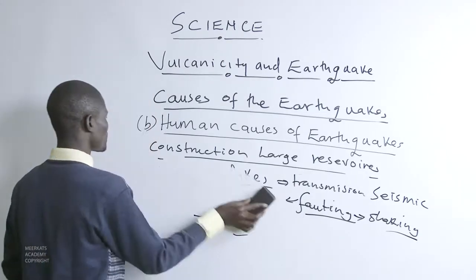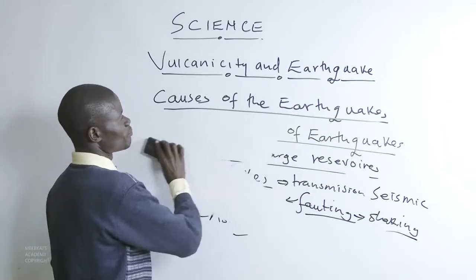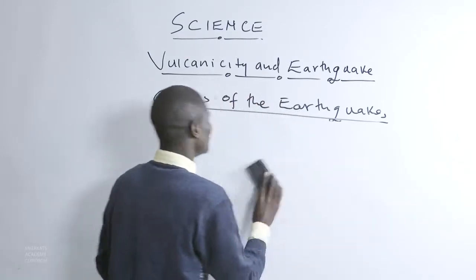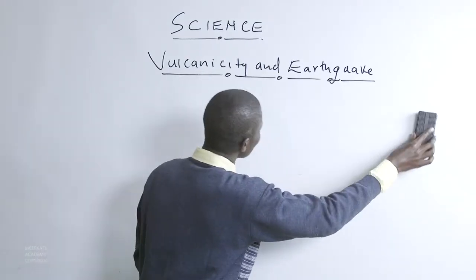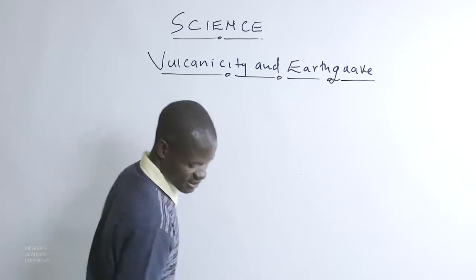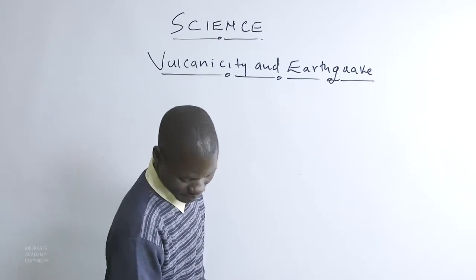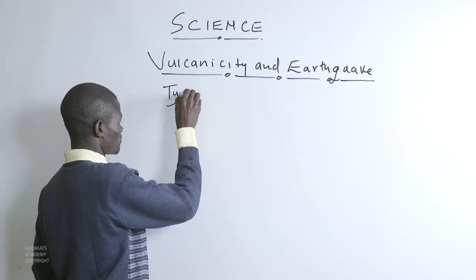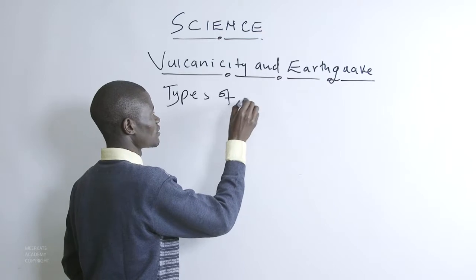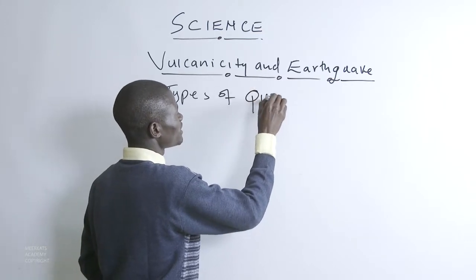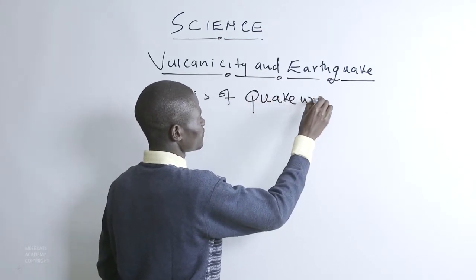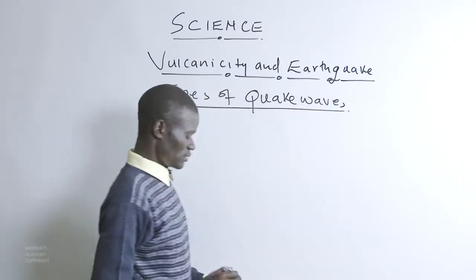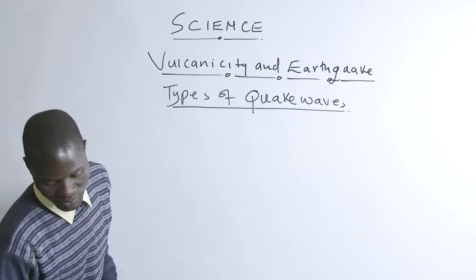We have been able to see both the natural causes and the human causes of earthquakes. Now, let us dig deeper into these earthquakes. We also have various types of earthquakes, or we can also call them the quake waves. There are actually three types of quake waves.